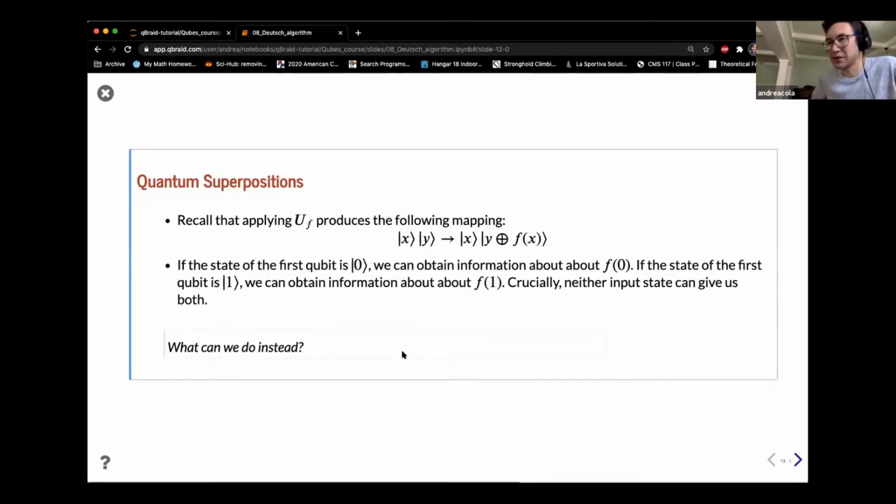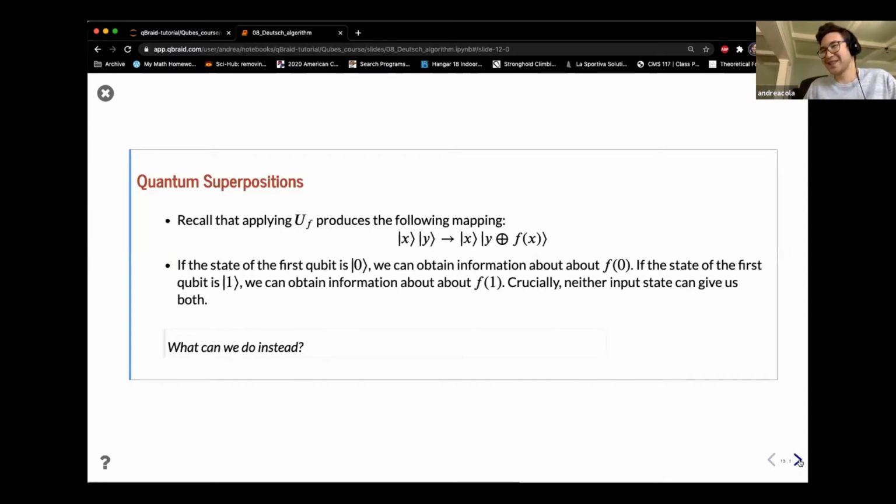So what can we do instead quantumly if we want to obtain information about both f(0) and f(1) simultaneously? Any ideas in the chat? Yeah, something with superposition. Yes, that's true. Lorraine is saying something about superposition. It's a very good insight that she's trying to figure out if both qubits need to be in superposition. Yes, that's a very, very good insight.